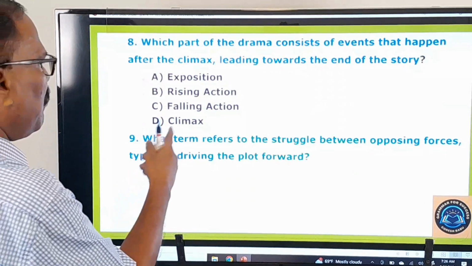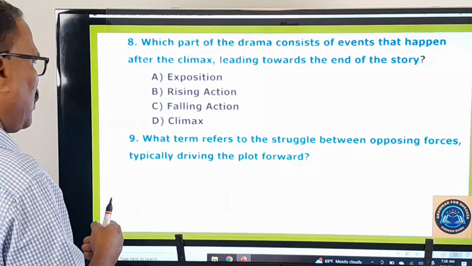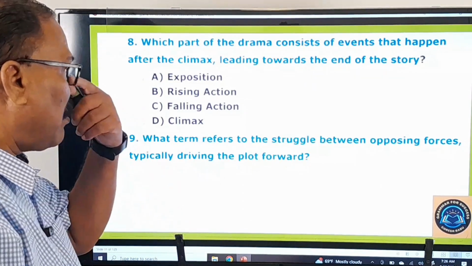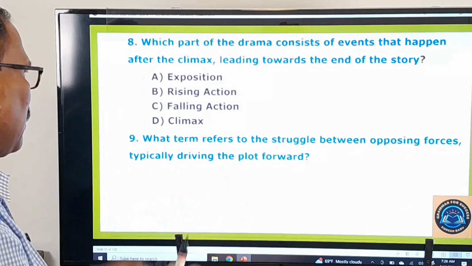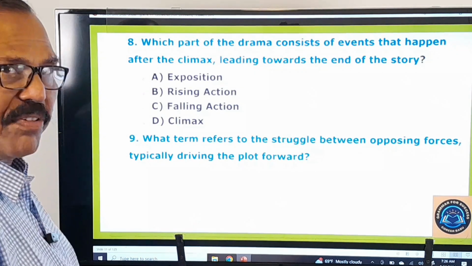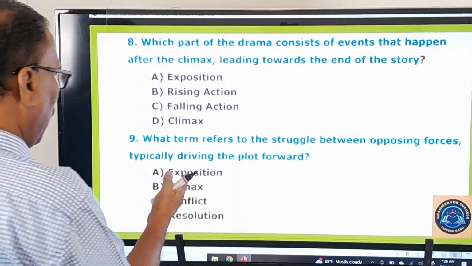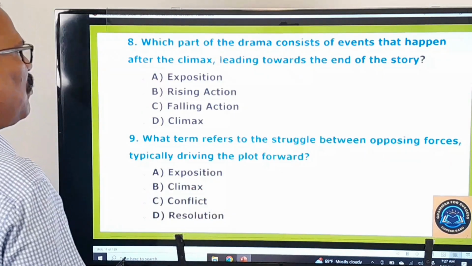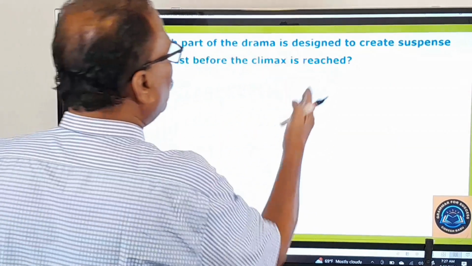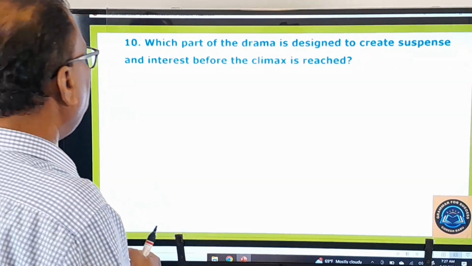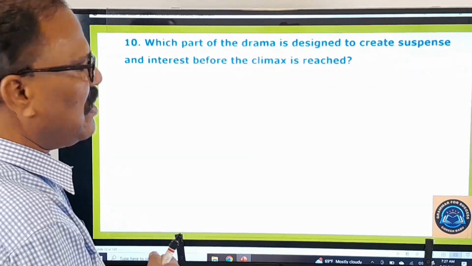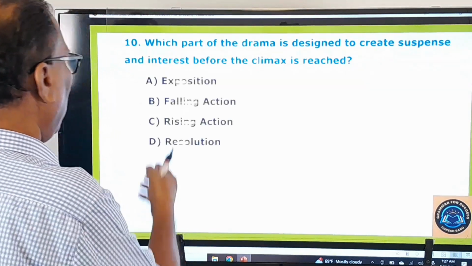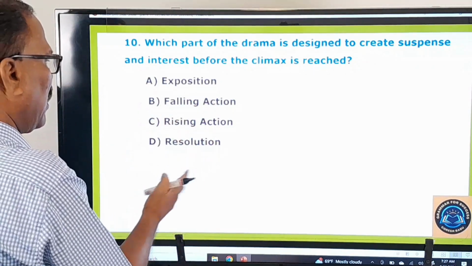And what term refers to the struggle between opposing forces typically driving the plot forward? That is exposition, climax, conflict, resolution. And you go to the last question. Which part of the drama is designed to create suspense and interest before the climax is reached? Exposition, falling action, rising action, resolution.